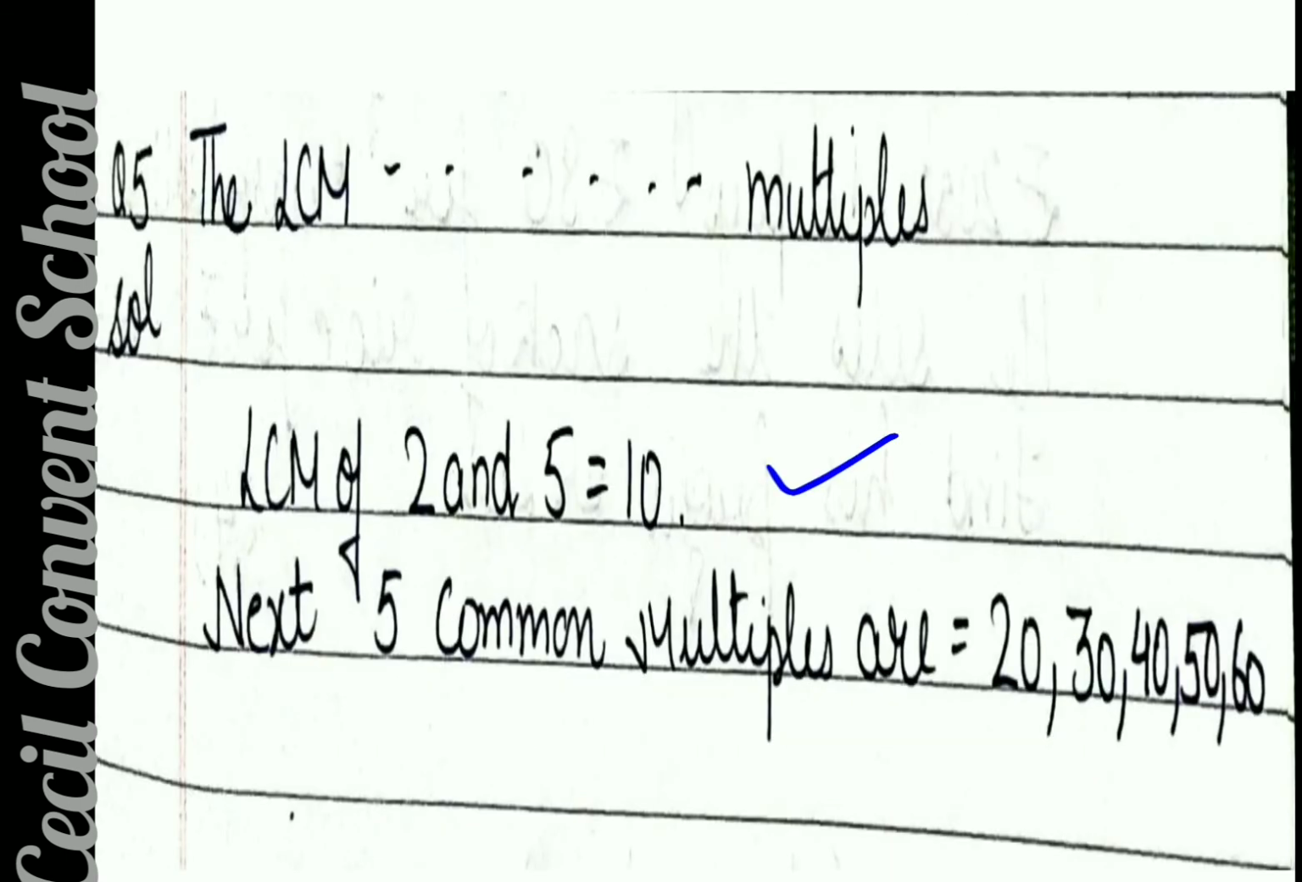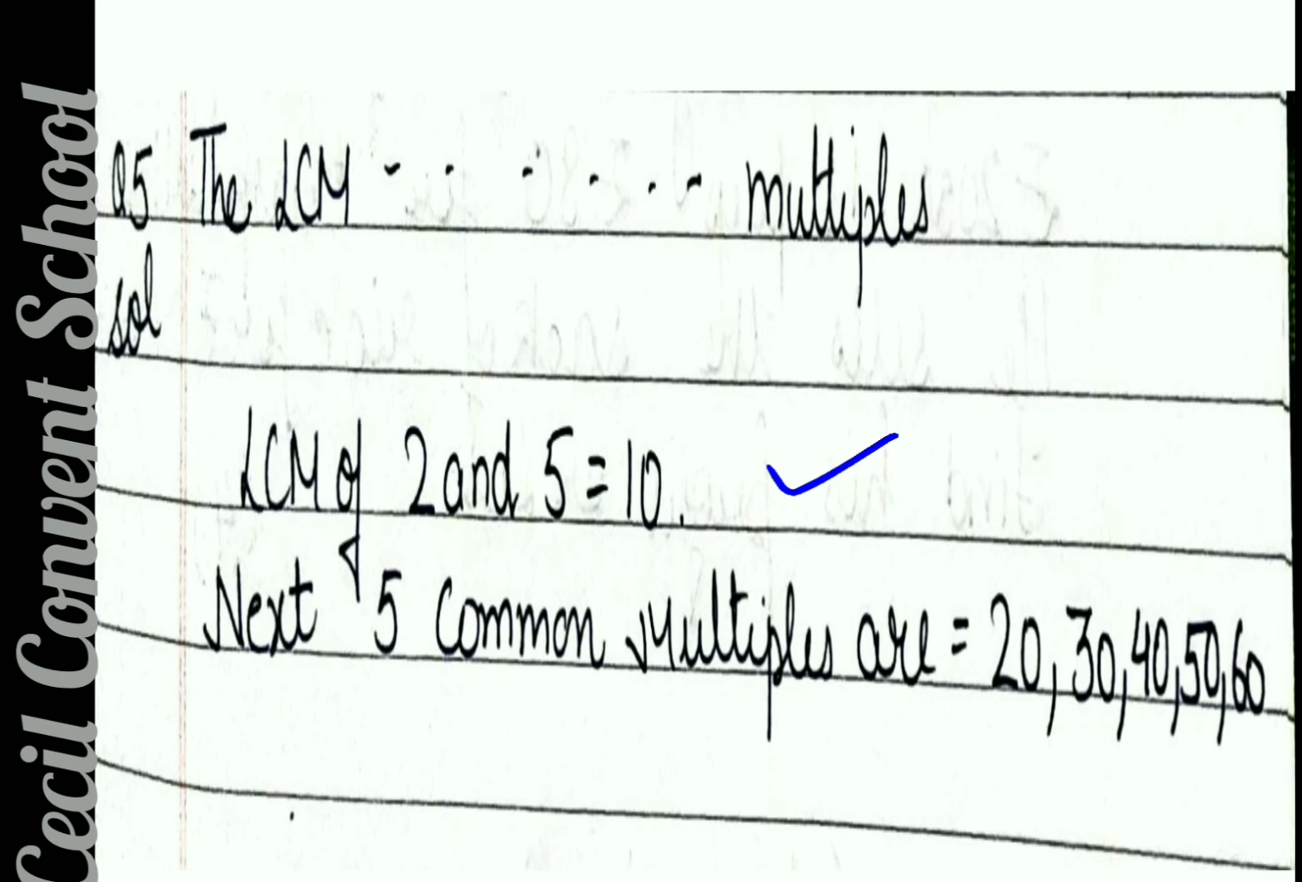LCM of 2 and 5 is 10. The next 5 common multiples, means we have to write down the table of 10, the next common multiples they are asking. So after 10 what comes? 10 2s are 20, 10 3s are 30, 10 4s are 40, 10 5s are 50 and then 10 6s are 60. Clear students?